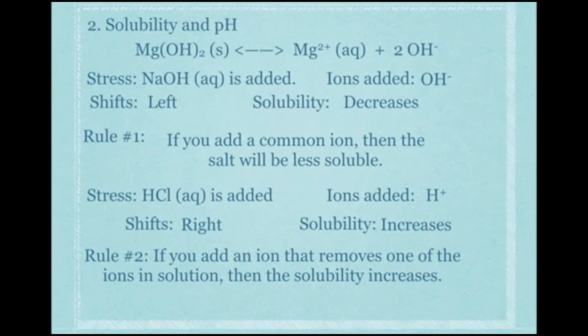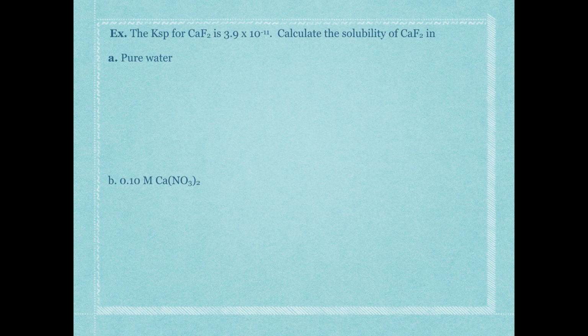If it shifts to the left, it is less soluble. So let's actually look at these factors in terms of a problem and look at it mathematically. I'm told that the Ksp for calcium fluoride is 3.9 times 10 to the negative 11th, and it asks me to calculate the molar solubility, meaning X, of calcium fluoride in three different solutions. So let's first look at it in water.